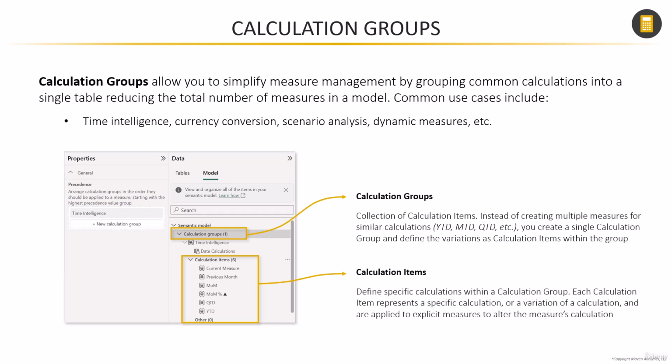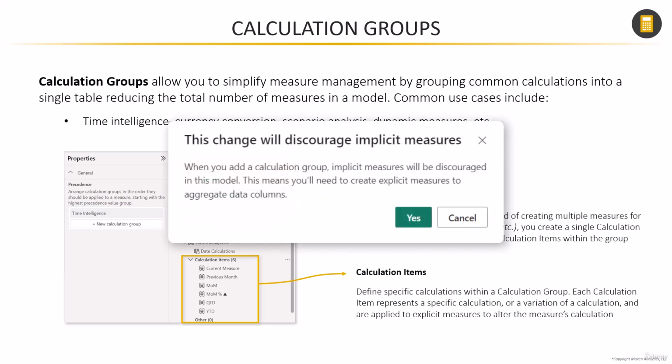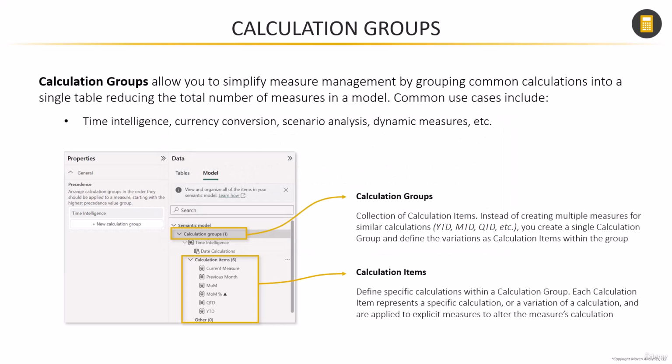The other component are calculation items, which are used to define the specific calculations within a calculation group. So each calculation item represents a specific calculation or variation of a calculation, and then are applied to the explicit measure to alter that measure's calculation. We'll dig into exactly what this means in the demo, but one of the really important pieces to note here is that when you first enable or first create a calculation group, you'll get this notification that implicit measures are discouraged. And the reason is that calculation groups and items only work with measures that are explicitly defined.